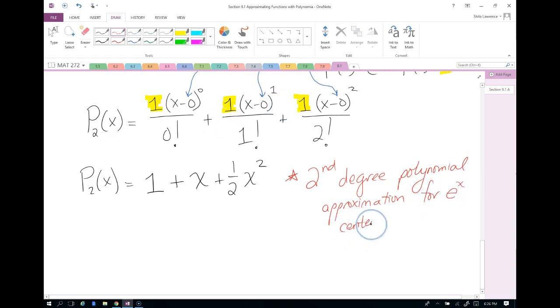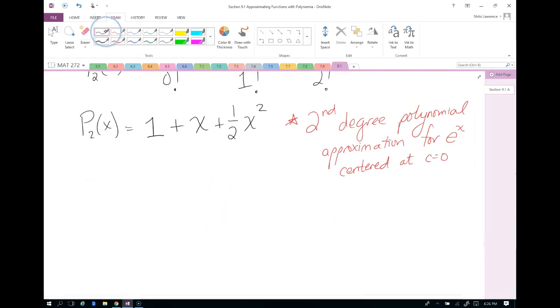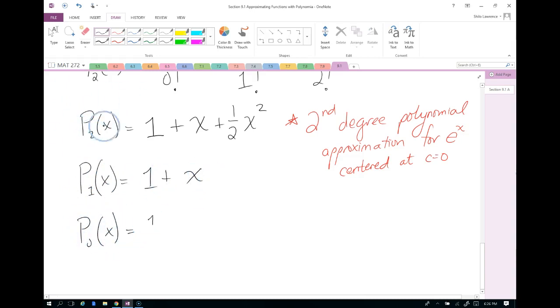And it's very important to say that it's centered at 0, because it would look very different if we centered it somewhere else. Now let's check and see how accurate our polynomials are. We already said that p sub 1 was just going to be 1 plus x, and p sub 0 was going to be 1.